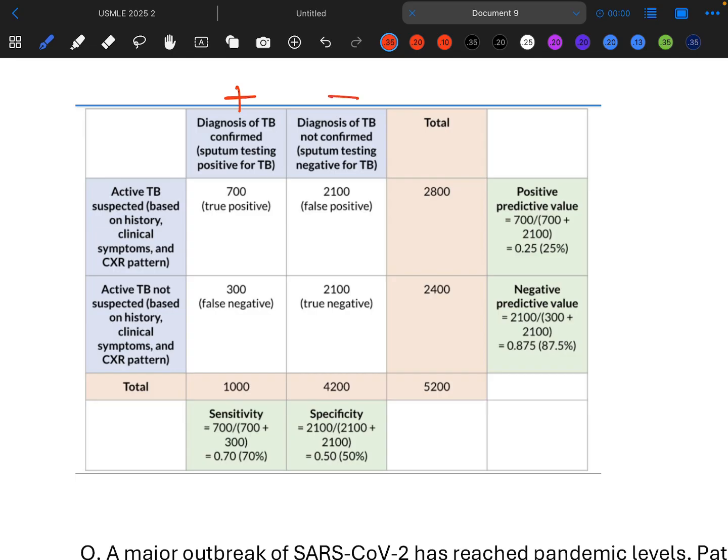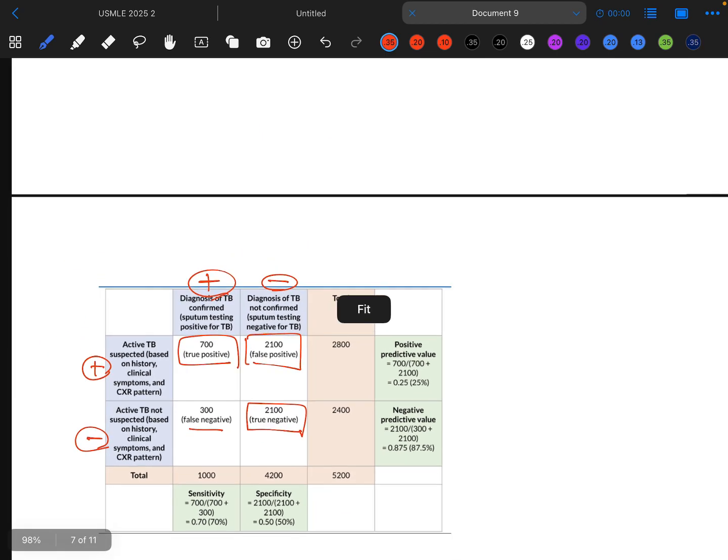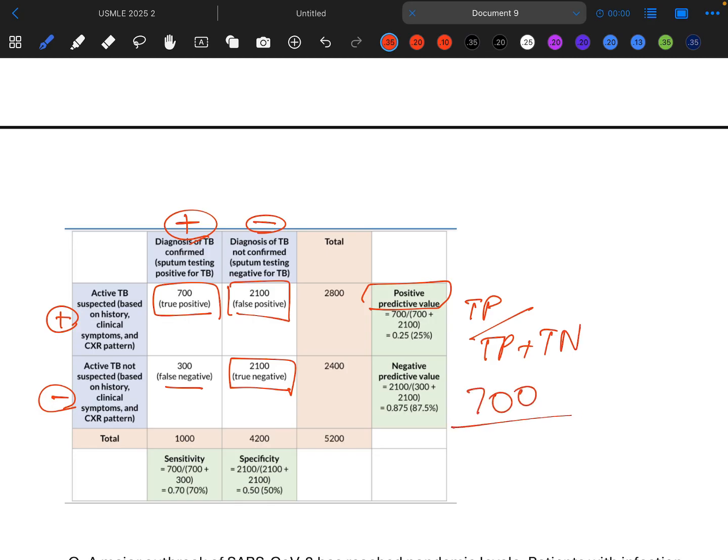So let's find it. I already told you, make a box like that. In the box, the test statement: diagnosis of TB confirmed, diagnosis not confirmed. Meaning here we have patients with disease and patients with no disease, with a positive test result and with no positive test result. So this is a true positive, this is a false positive, having a positive test but not having disease. This is a false negative, having disease but the test is not positive, and this is no disease and test not positive, true negative. So we will make the values here.